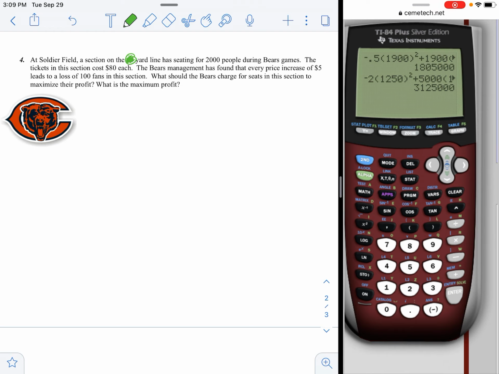So I just realized that this year there is no one at Bears games. So we should probably have come up with a different example here, but in the future, there will be Bears games. So let's continue on with it. All right.